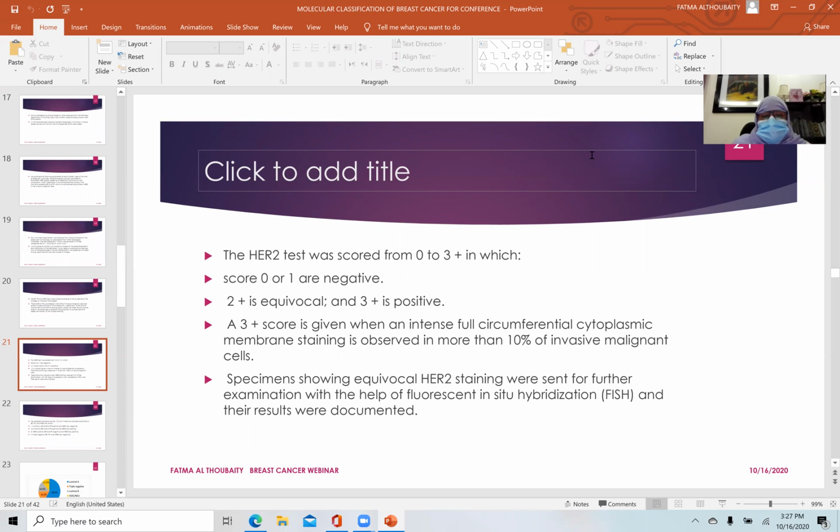The HER2 test was scored from 0 to 3, in which score 0 or 1 are negative, 2 plus is equivocal, 3 plus is positive. 3 plus score is given when an intense full circumferential cytoplasmic membrane staining is observed in more than 10% of invasive malignant cells. Specimens showing equivocal HER2 staining were sent for further examination with the help of fluorescent in situ hybridization, FISH, and their result will be documented.